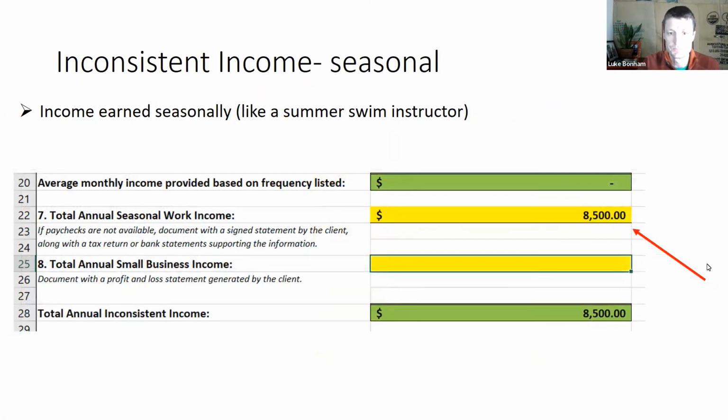Inconsistent income for seasonal work, like a summer swim instructor, you would skip question 5 and 6 and just use field 7 to record this income as a lump sum for the year.